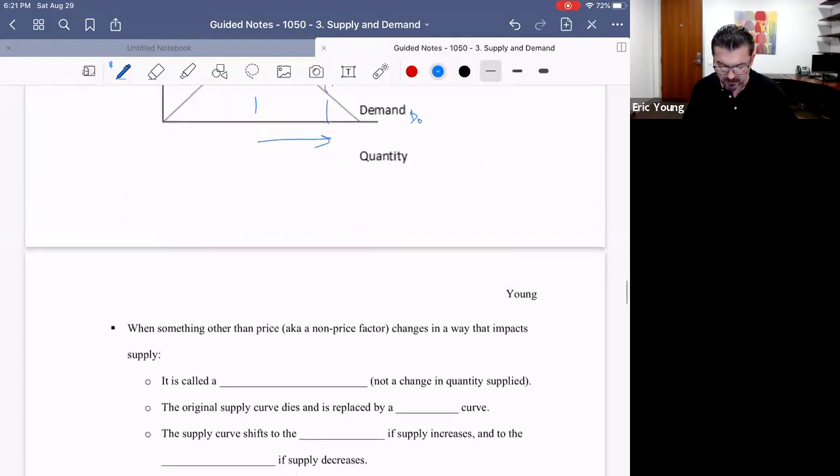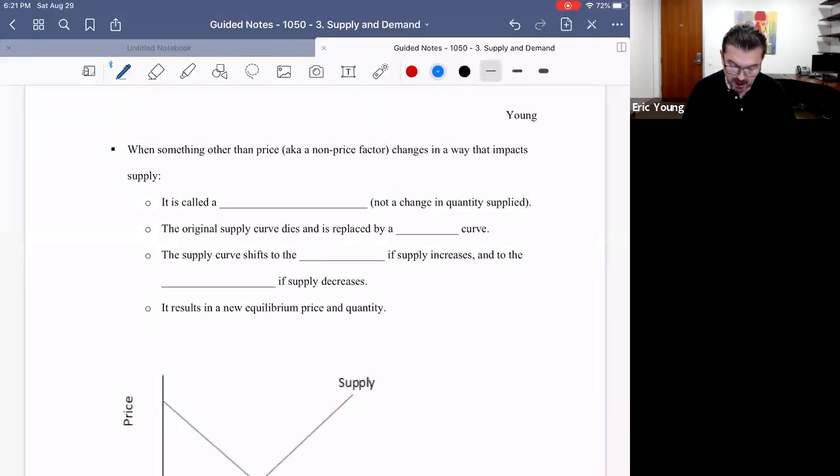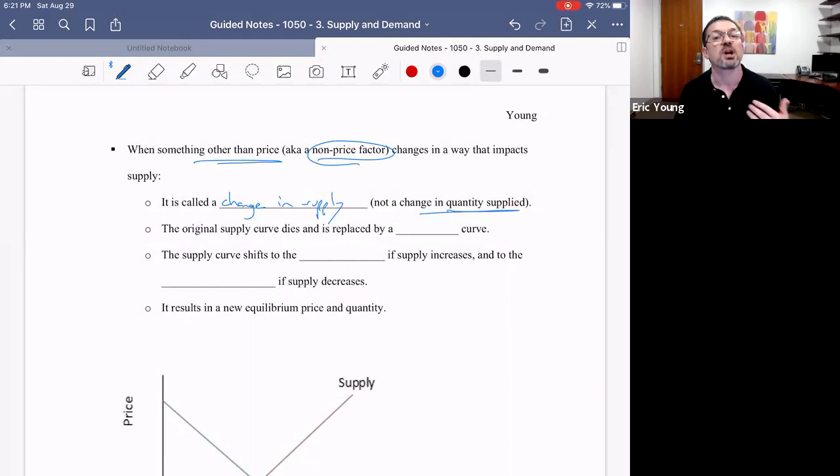But the bigger point to bear in mind is the difference between price changes and non-price changes. And that leads us to our final part of this. When something other than price, AKA a non-price factor, changes, we call this a change in supply. Not a change in quantity supplied, but a change in supply, because as a result of this non-price factor, the original supply curve dies and it's replaced by a new curve.